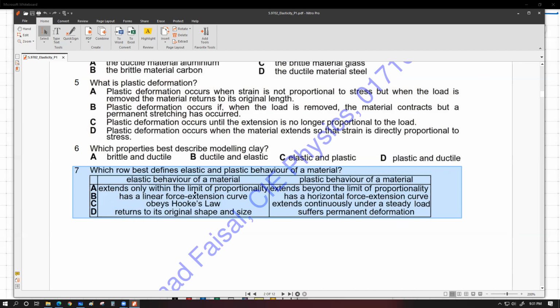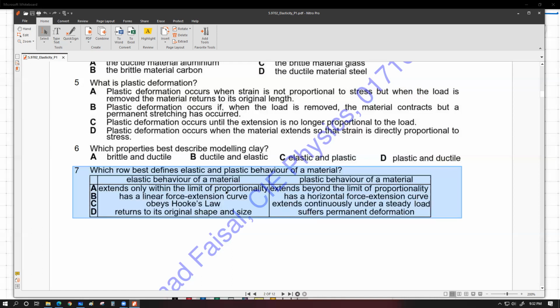Materials which extend only within the limit of proportionality can be said to be brittle substances, not necessarily elastic behavior. Elastic behavior is not defined by the property of the graph. Elastic behavior is defined depending upon the type of deformation. So sir, A's elastic definition says that they will only extend as long as they're elastic, and beyond that the graph won't exist. Brittle substances, yes sir.